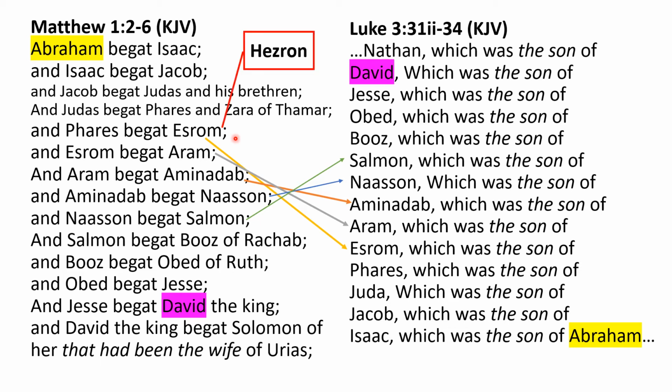Esrom is normally translated as Hezron in the Old Testament. We're told in Genesis 46 that Hezron, Phares, Judas or Judah accompanied Jacob or Israel with other descendants of Jacob into the land of Egypt. Unless otherwise noted, most everything that we've talked about so far has been in the book of Genesis.